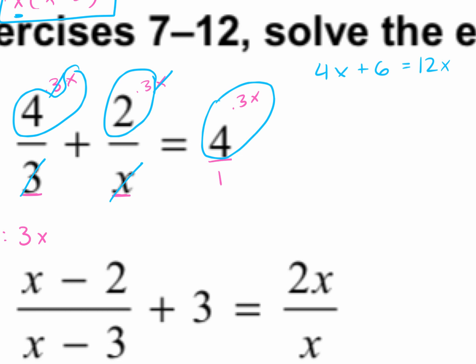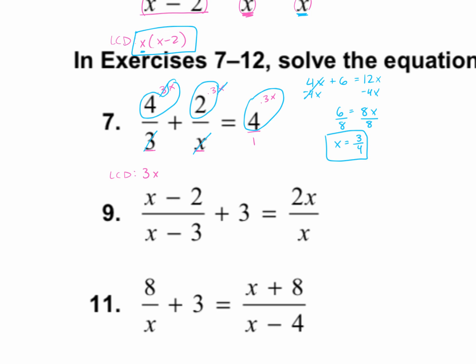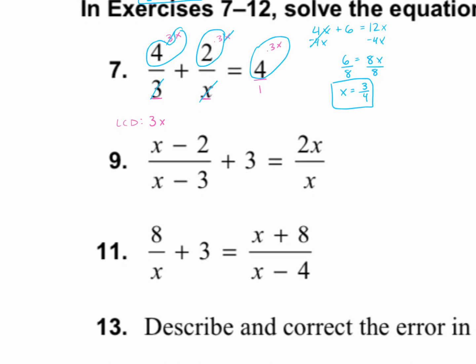What would I do next to solve? Combine like terms. Subtract 4x to the other side. So 6 is equal to 8x. Divide by 8. So what does x equal? 3 over 4. Awesome. It was 6 over 8, but we could simplify our fraction to 3 over 4. Let's do number 9.